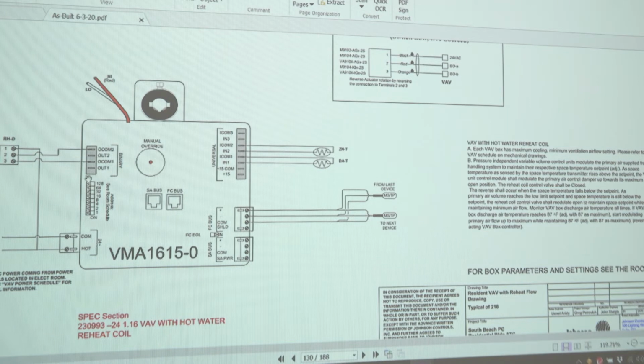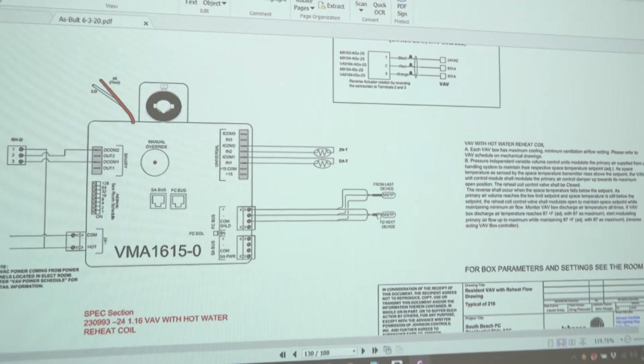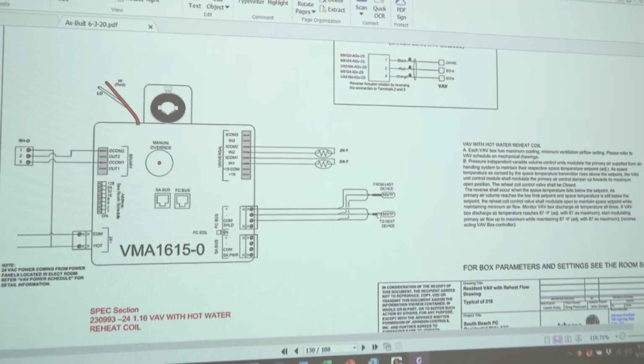You have your binary points, which is your reheat. You have your universal inputs, which is your zone temperature and your discharge air temperature. And you have your communication link, which is a daisy chain throughout your VAV boxes.